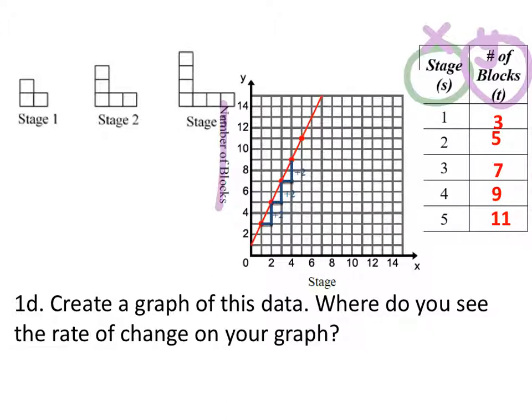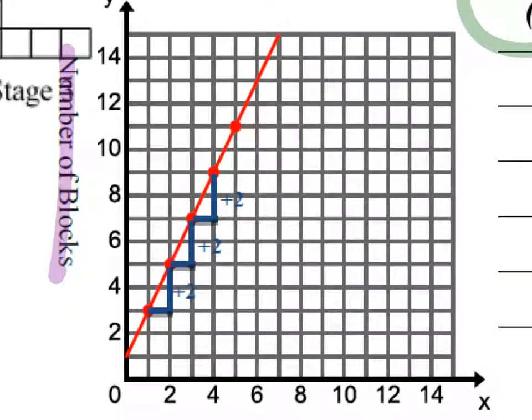The last part on this one says, where do you see the rate of change on the graph? So we've already identified where we would see it on the table, but on the graph, this would be between the points. Here's what I mean by that. Let's look at these 2 points, and they've kind of identified it already for us. So if I go up 2, and the y-axis represents number of blocks, that's up 2 blocks.